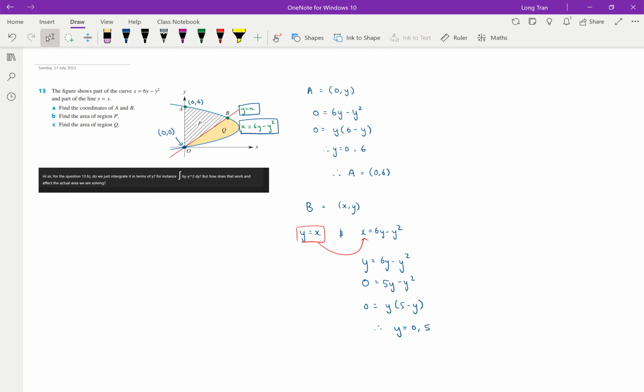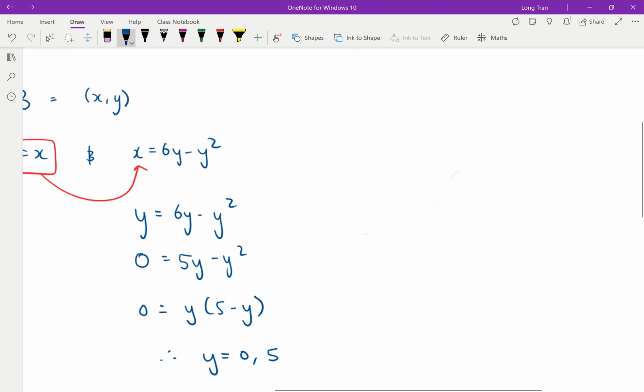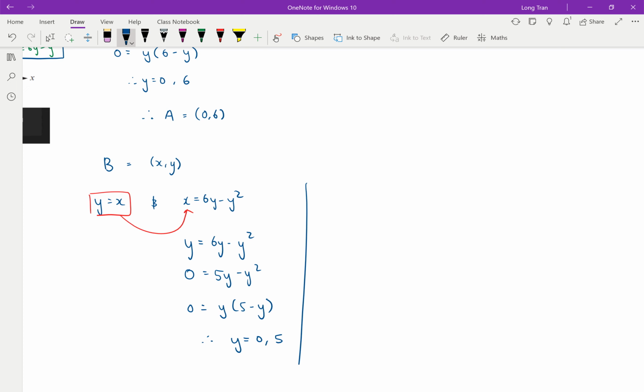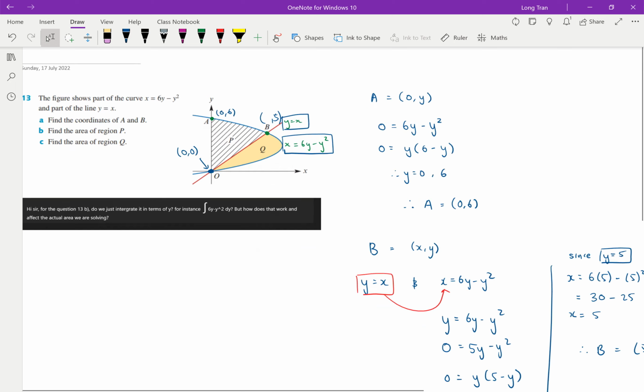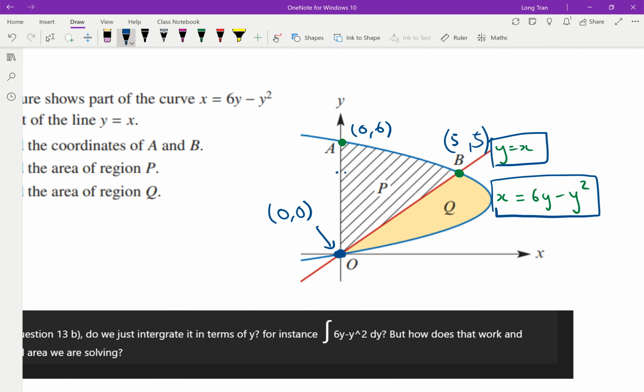All right, so that tells me that the y value of this point is 5, and to find out the x value, I'll have to substitute it back into the equation. It says here x is equal to, since y has to be 5, x is equal to 6 times 5 minus 5 squared. What's that? 30 minus 25, so that equals 5. So it tells me, therefore, B must be at 5, 5. Okay, so now I've got the coordinates of A and B. So it looks like we can think of it as this is 5 and this is 6. Cool. All right, what's part B?